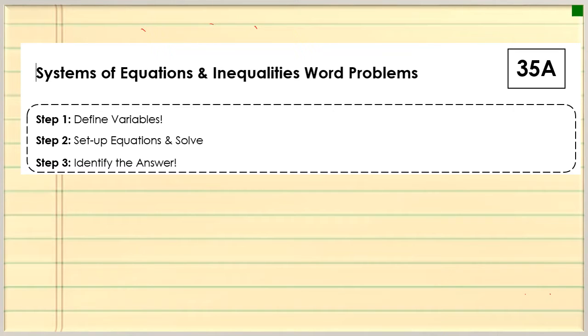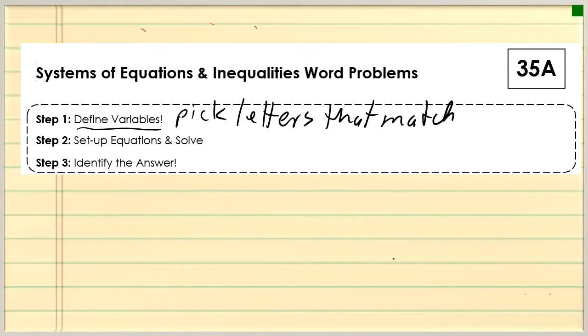Today, ladies and gentlemen, we're going to be talking about solving systems of equations or inequalities that come to us in word problems. The first thing that we want to do is define the variables. That means, to me, pick letters that match the subjects that we're going to be talking about from the word problems. And then write down what X is equal to, or what it stands for, or what G stands for, or whatever letter you're going to use.